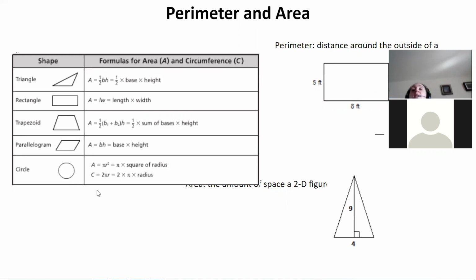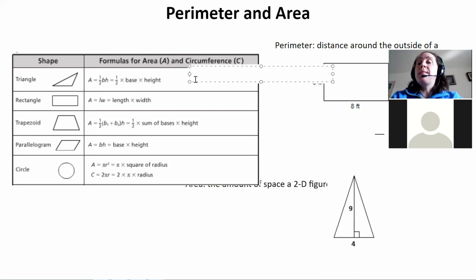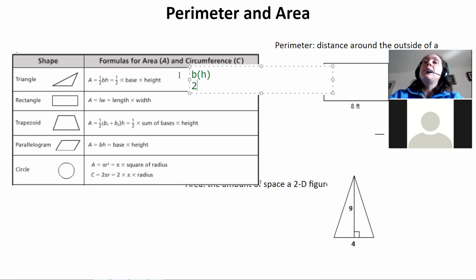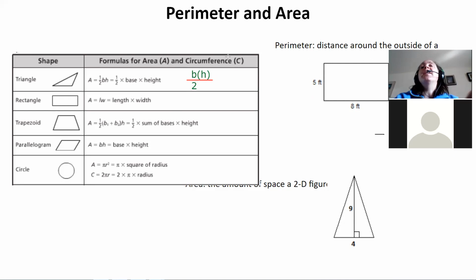So triangle is 1/2 times base times height. Another way to think of it, if you're like me and you hate fractions, anything that you multiply by 1/2, you can think of dividing by 2. So you can think of it as base times height and then divide by 2. That's another way of thinking of it. Base times height divided by 2. That's what I usually do. Anytime there's a fraction, remember multiplying by 1/2 is the same as dividing by 2.